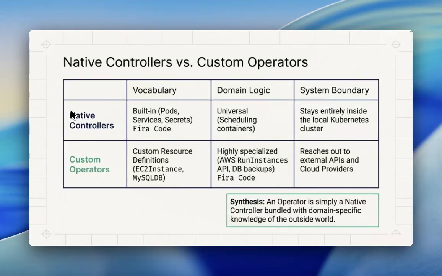Now you need some custom operators. These custom resources include an EC2 instance, MySQL DB, then highly specialized AWS instances, and DB backup. The system boundary is that they need to reach out to external APIs and cloud providers. So an operator is simply a native controller bundled with domain-specific knowledge of the outside world.